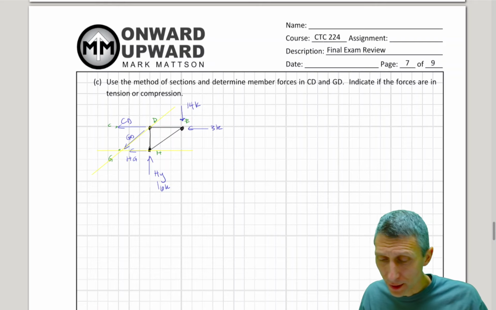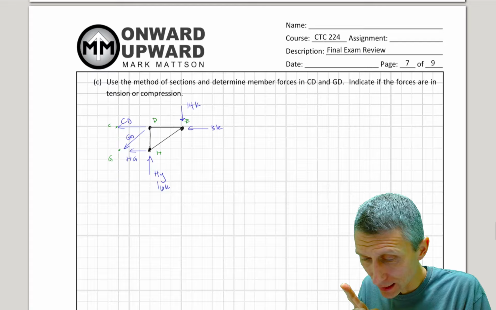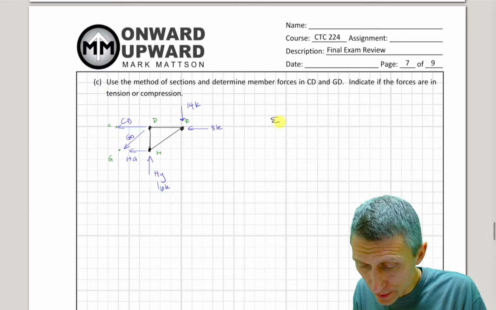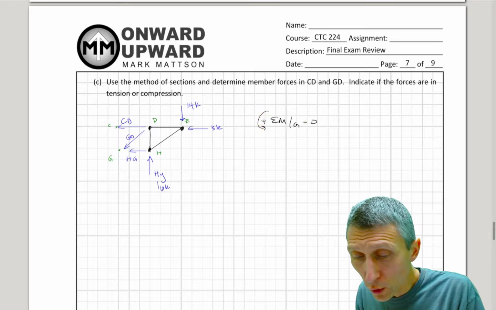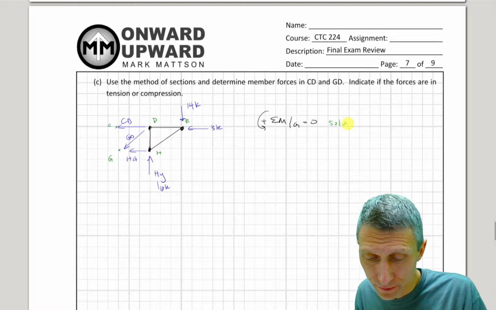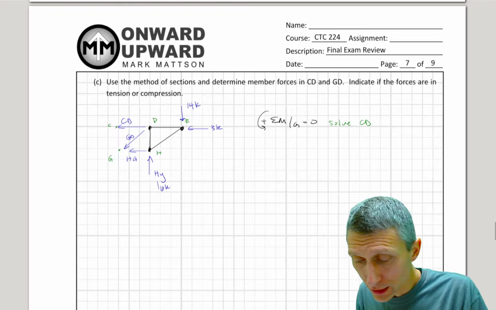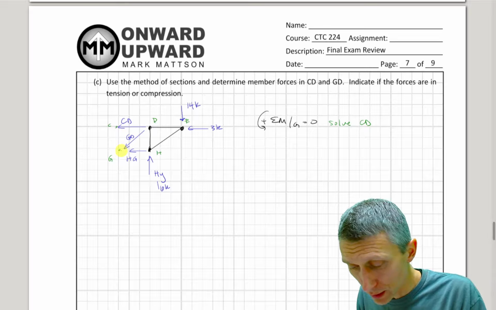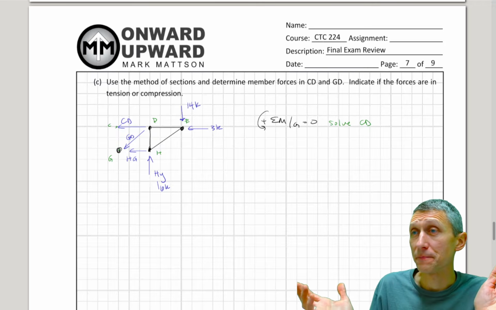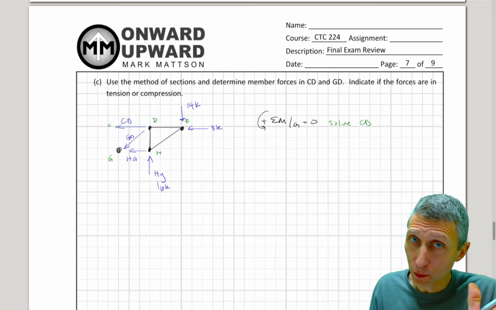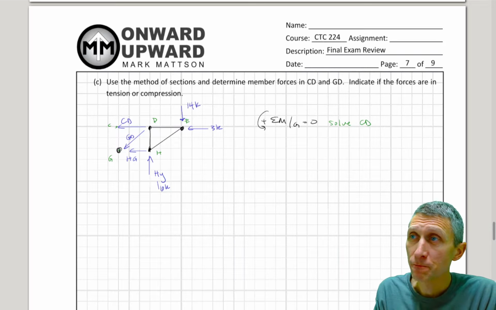Okay, so I'm just going to erase that for a second. But what I'm going to do here is I'm going to say, okay, I got this. So if I sum moments about point G equal to 0, I can solve for CD. Okay. So let's try it. If I sum moments about this point here, this point G. Okay, it's not on the diagram. That's okay. We can sum moments about any point, and this thing still needs to be in equilibrium.